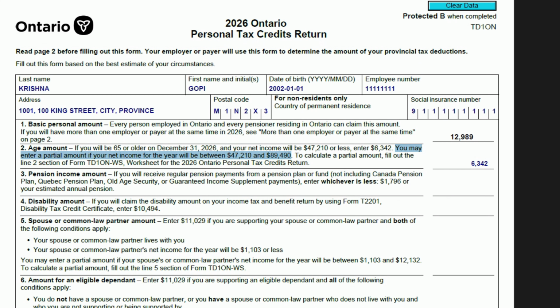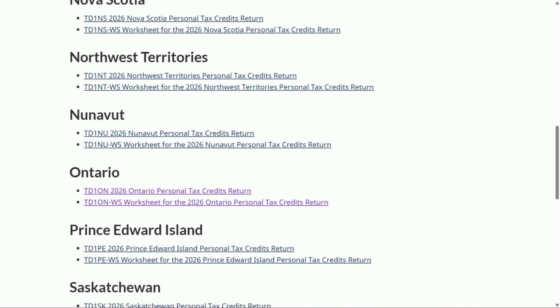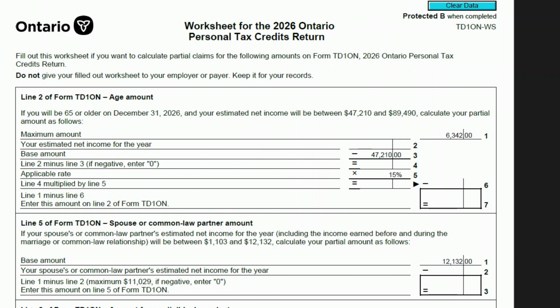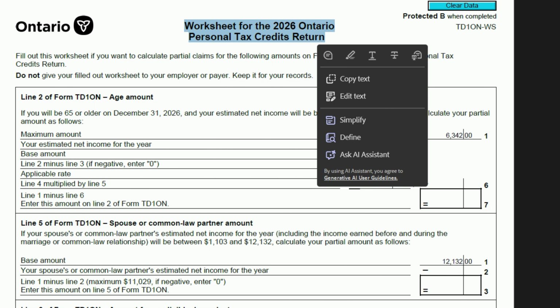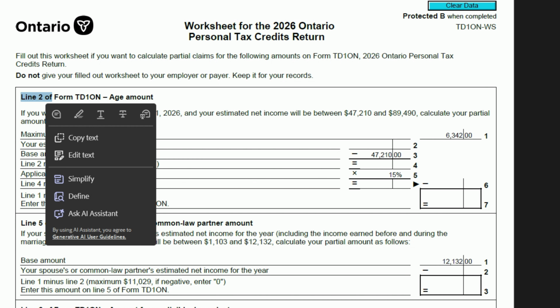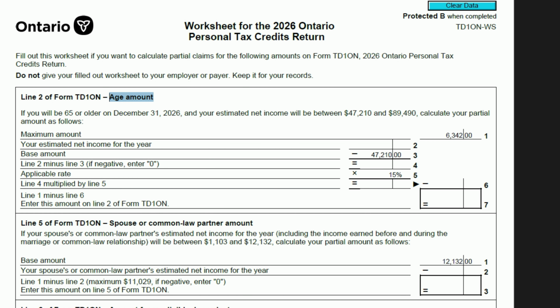And to calculate the partial amount, before filling out this line 2, you will have to fill the form TD1 Ontario worksheet. Remember, I talked about this worksheet. Let me download this PDF fillable form. This is the worksheet, and whenever you have to work on the worksheet, you will see the line number mentioned, line 2, and here it talks about the age amount. This is where you will come and do your calculation, and whatever amount comes here will go to line 2.